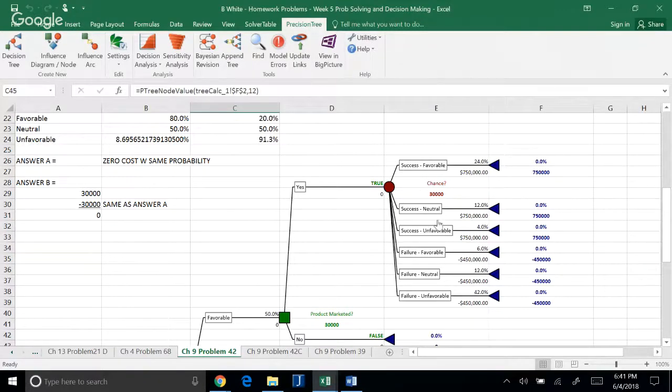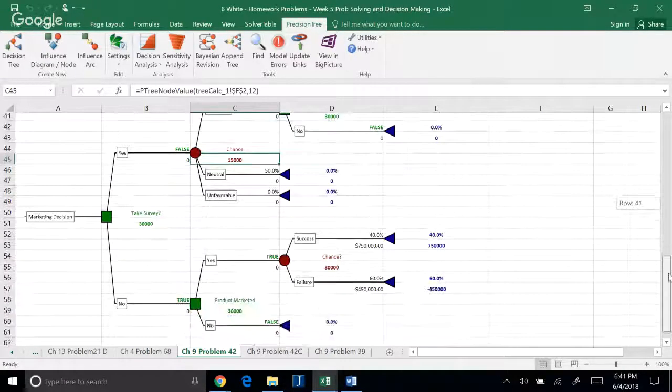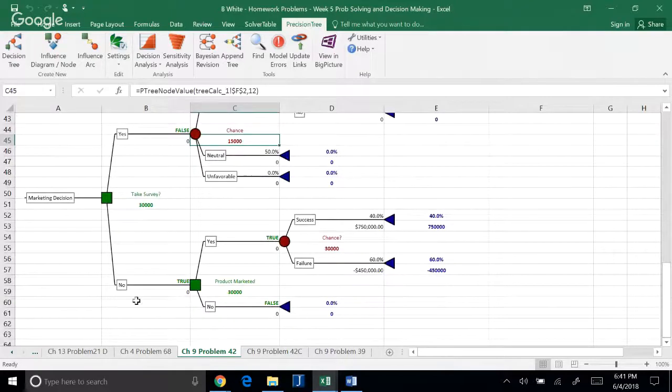But you only need 1 success or failure because you've already accounted for whether it was favorable over here or not, or whatever the prediction was over here. All right, so let's look at your no branch. No, don't do the survey. Product is, then you have the decision of product market and success or failure. So this one's spot on right here. And let's make sure it is also the correct EMV over here. So this bottom part is fine.